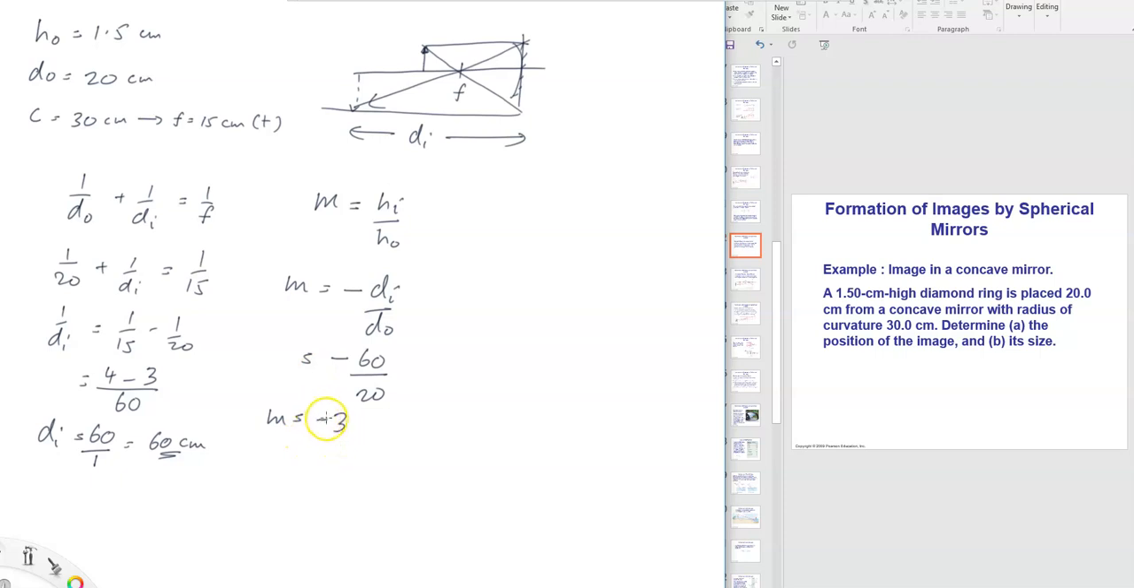What does this mean? Negative means inverted. 3, bigger than 1, means it's 3 times bigger. So this image is inverted, and it's 3 times bigger. So what is our hi? hi is m times ho, 3 times 1.5, 4.5 centimeters. This should be 4.5 centimeters tall. Okay, right.